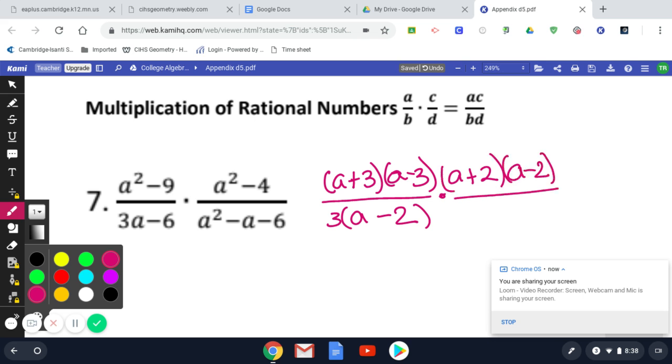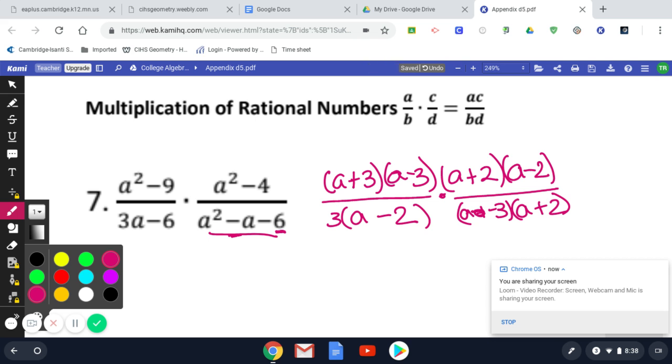And then on the bottom, a squared minus a minus 6. This is where we need to get quick about doing the factoring, like what we were talking about, because we need to know what multiplies together to give us negative 6, but adds together to give us negative 1. And so negative 3 and positive 2. So a minus 3, a plus 2 is going to do that. That'll give us this piece here.